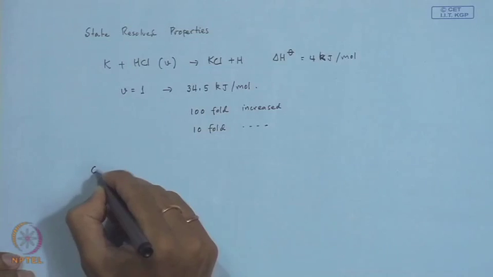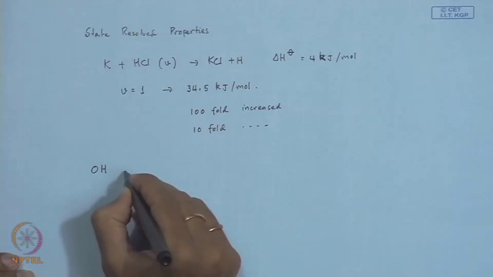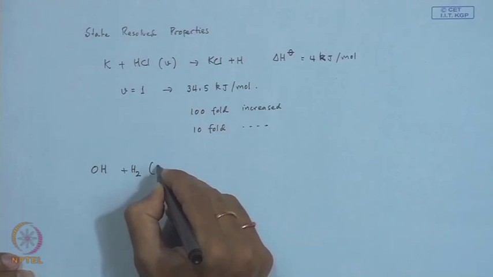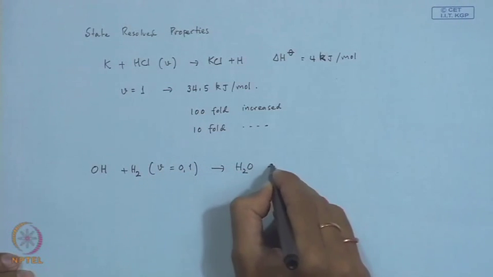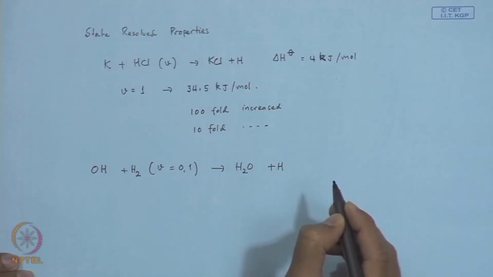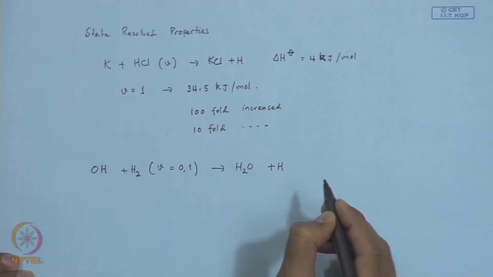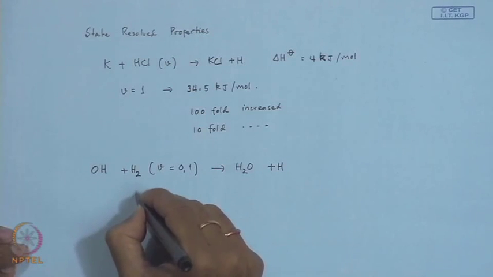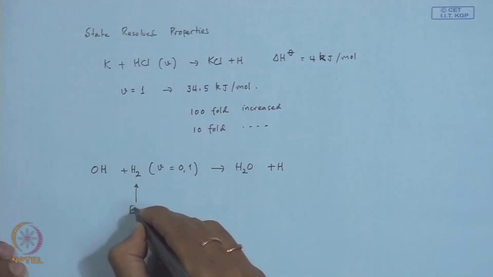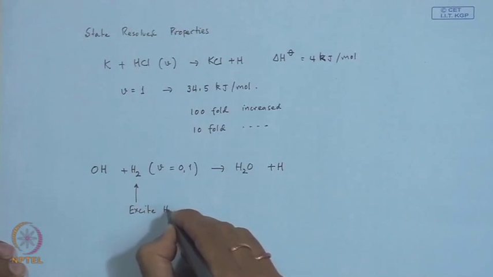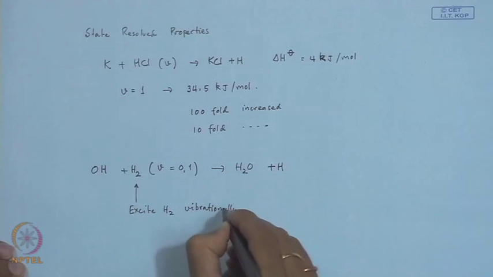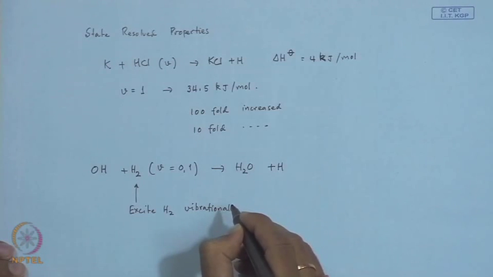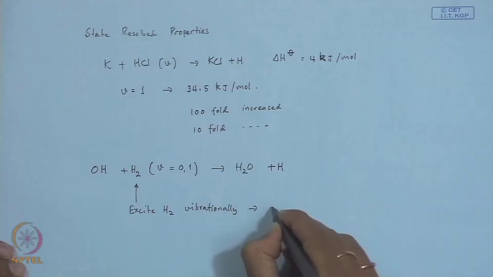Another example: hydroxide radical plus H2, V is equal to 0, 1, giving rise to H2O plus hydrogen. Now, if you excite this hydrogen vibrationally, then the rate constant has been found to increase by a factor of 100.